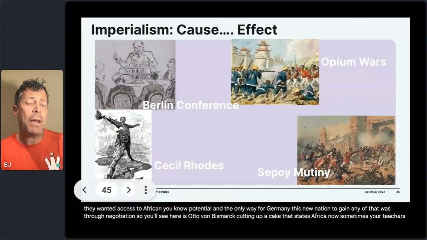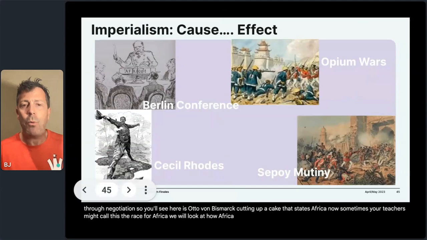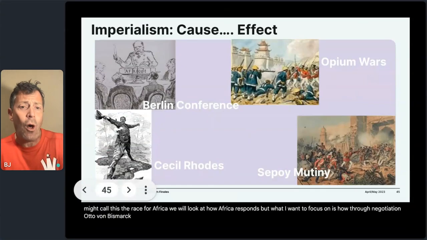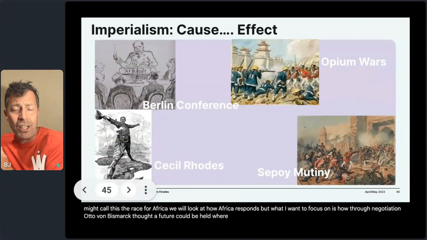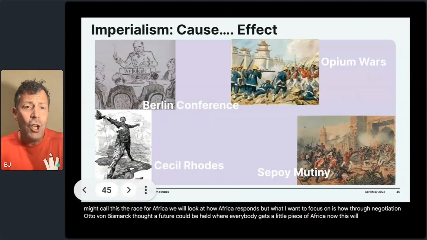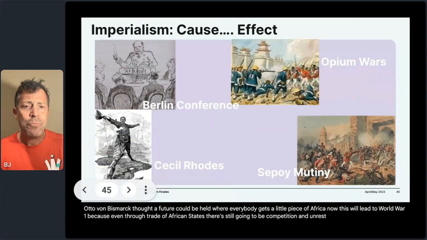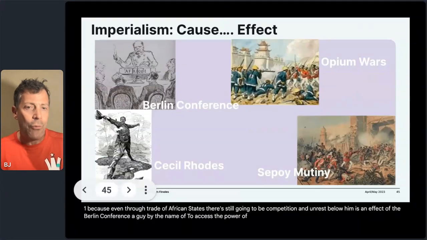Now, sometimes your teachers might call this the race for Africa. We will look at how Africa responds, but what I want to focus on is how through negotiation, Otto von Bismarck thought a future could be held where everybody gets a little piece of Africa. Now, this will lead to World War I, because even through trade of African states, there's still going to be competition and unrest. Below him is an effect of the Berlin Conference. A guy by the name of Cecil Rhodes will be able to access the power of South Africa.